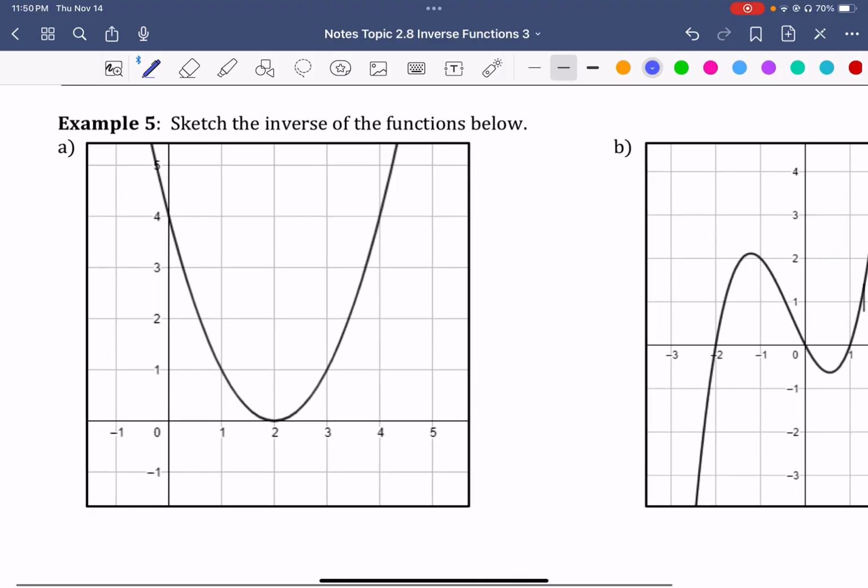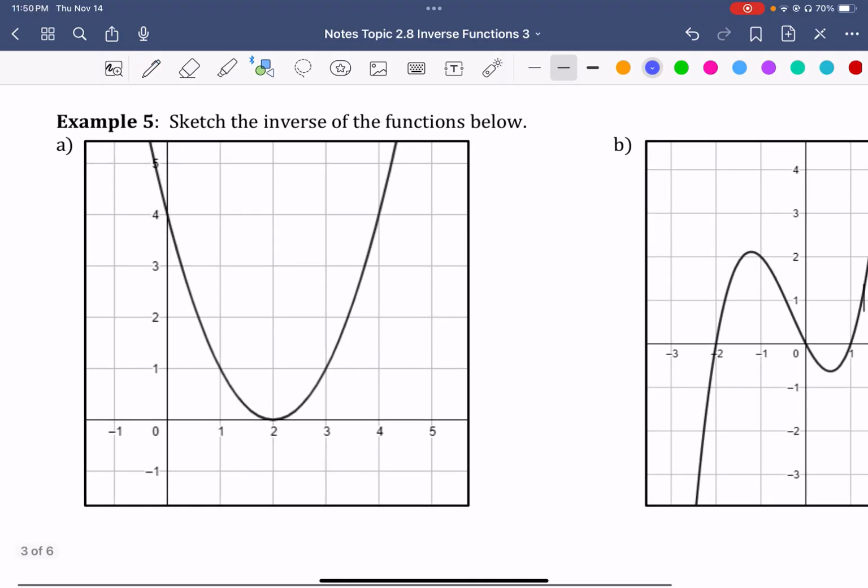Okay, so here is example 5. Sketch the inverse of the functions below. So I'm going to start off. Step 1 is sketch the line y equals x. So remember, you're going to start with the y-intercept of 0, and you want to go up 1 over 1. And I'm going through the corners of the little grid to keep my line straight. Okay, and I'm going to label my line y equals x.